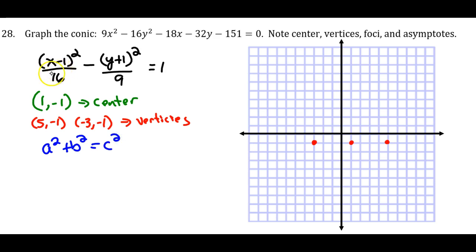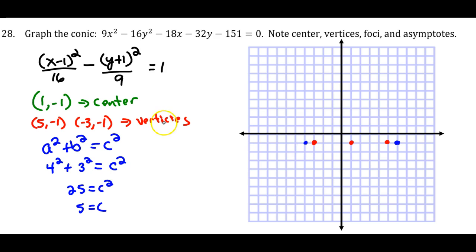So I know my a is the square root of 16, which is 4. So 4 squared plus your b squared, which in this case is 3 squared, is equal to c squared. So in this case you're going to have 25 equals c squared, so 5 is equal to c. If you start at the center and count out 1, 2, 3, 4, 5, that's where one focus is. If you go 5 the other way, 1, 2, 3, 4, 5, there's your other focus.